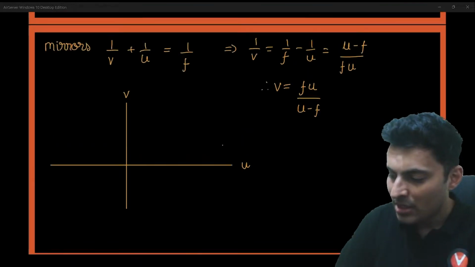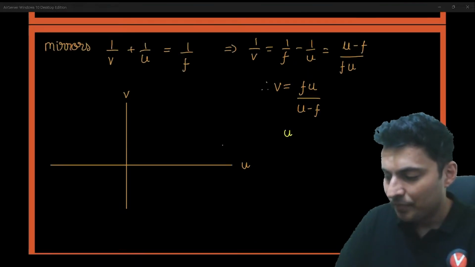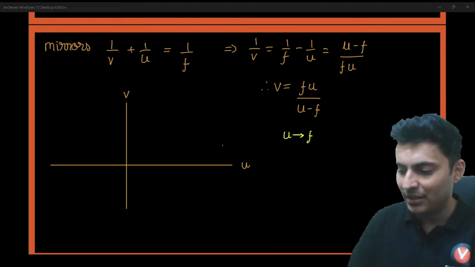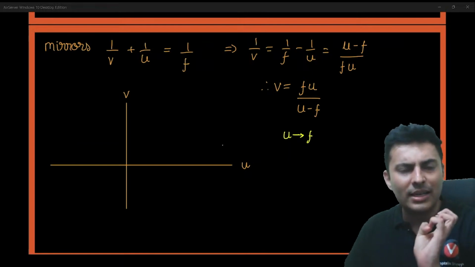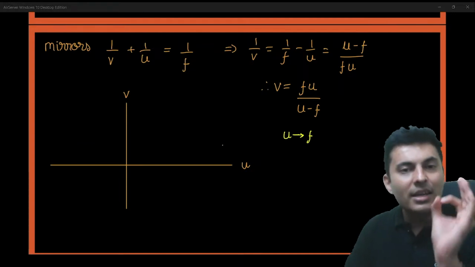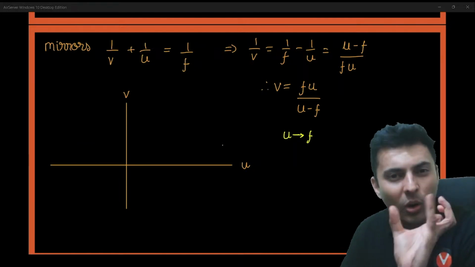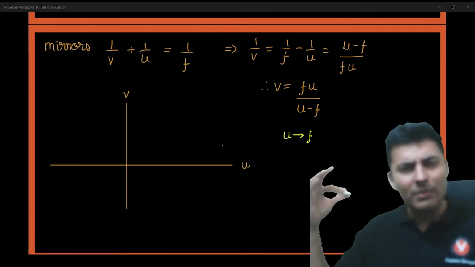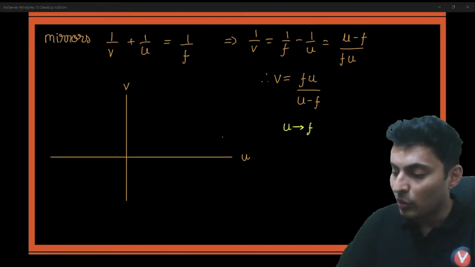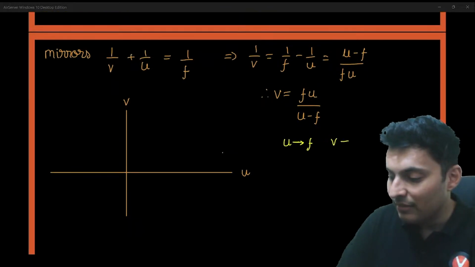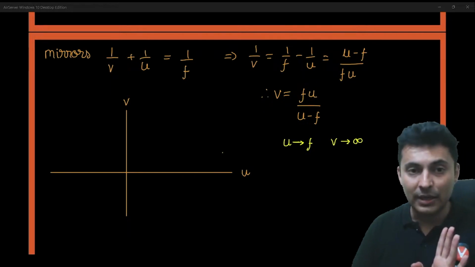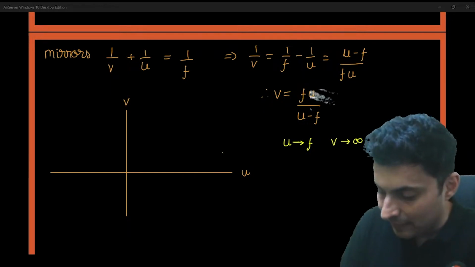Imagine the object is kept close enough to the focal point. Then U will be tending towards the focal length. Object distance will be almost the focal length. So the denominator will become very small, 0. So 1 by 0 will become infinity. So V will become infinity. Correct. That is one scenario. So object distance is F.